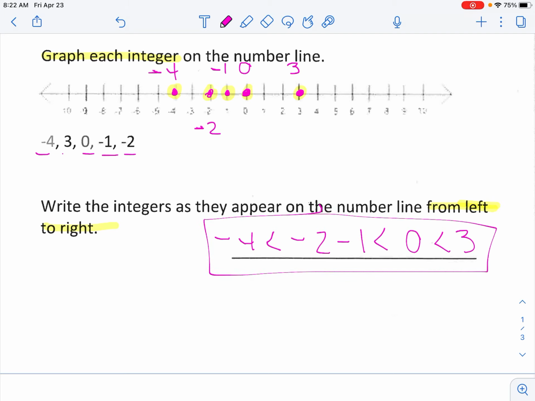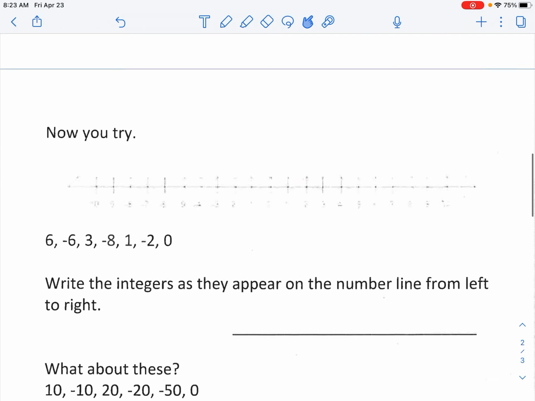If you graph the numbers on the number line, that's a really easy way to put them in order, because then all you have to do is go from left to right when you're ordering them.